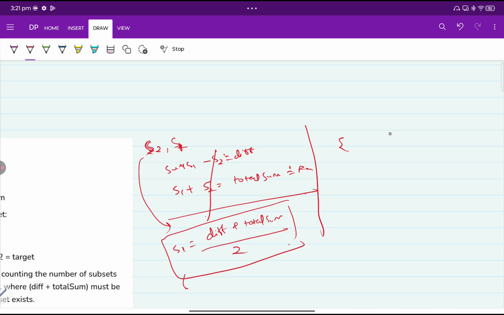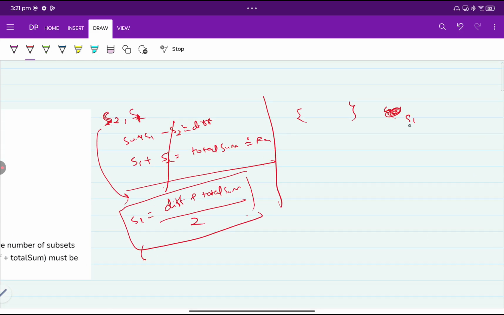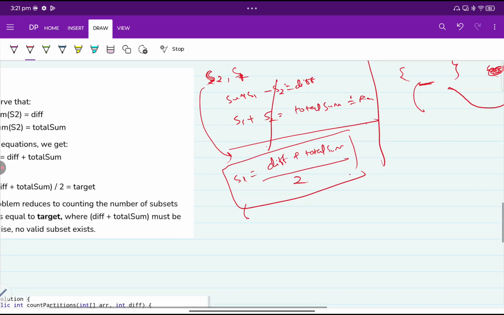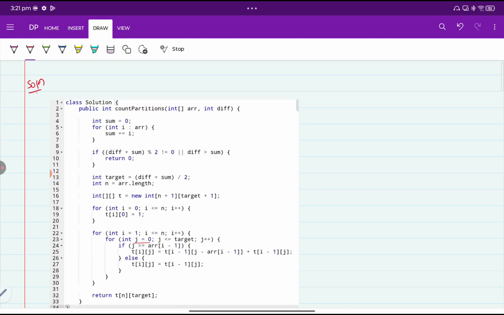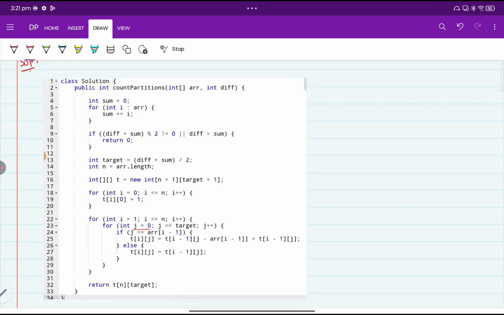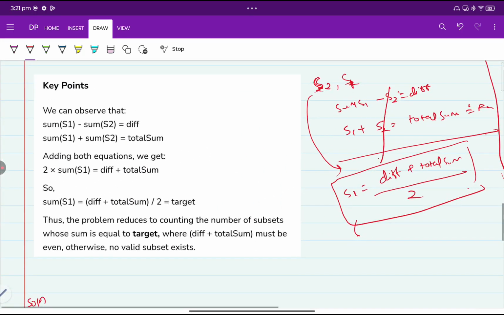Here we have the array and the sum value s1, and I have to count how many subsets are possible whose sum is equal to s1. The same thing I have to do in this question also. How do we understand the concept, what is the concept, and why did we do this?